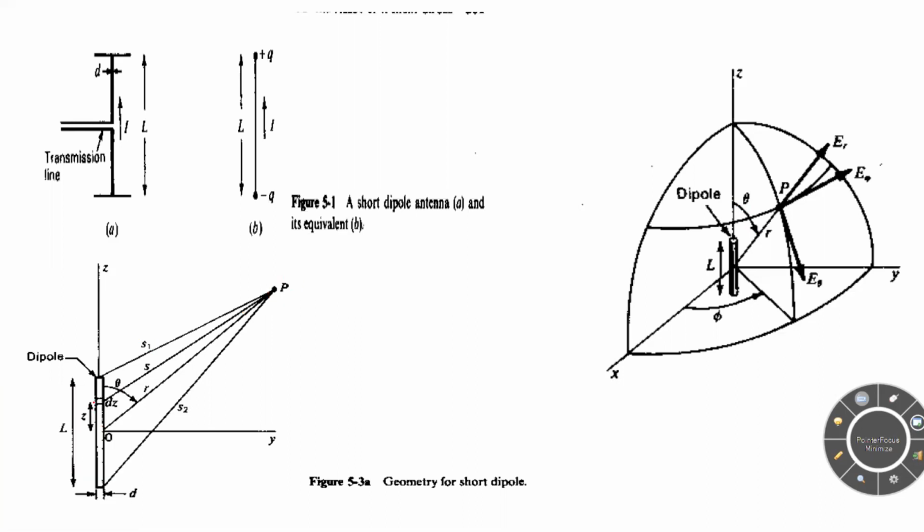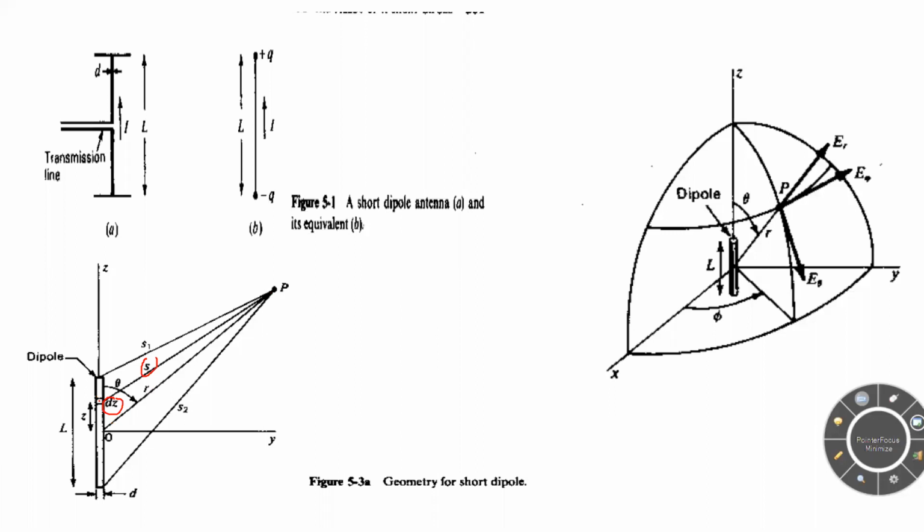So we consider a small elemental length of the dipole, say of length dz, and find the field due to this element at the observation point. Once the field due to the elemental length is obtained, you integrate it with respect to dz, and you get the overall field produced by the dipole. The distance between this elemental length and the observation point is considered as s.